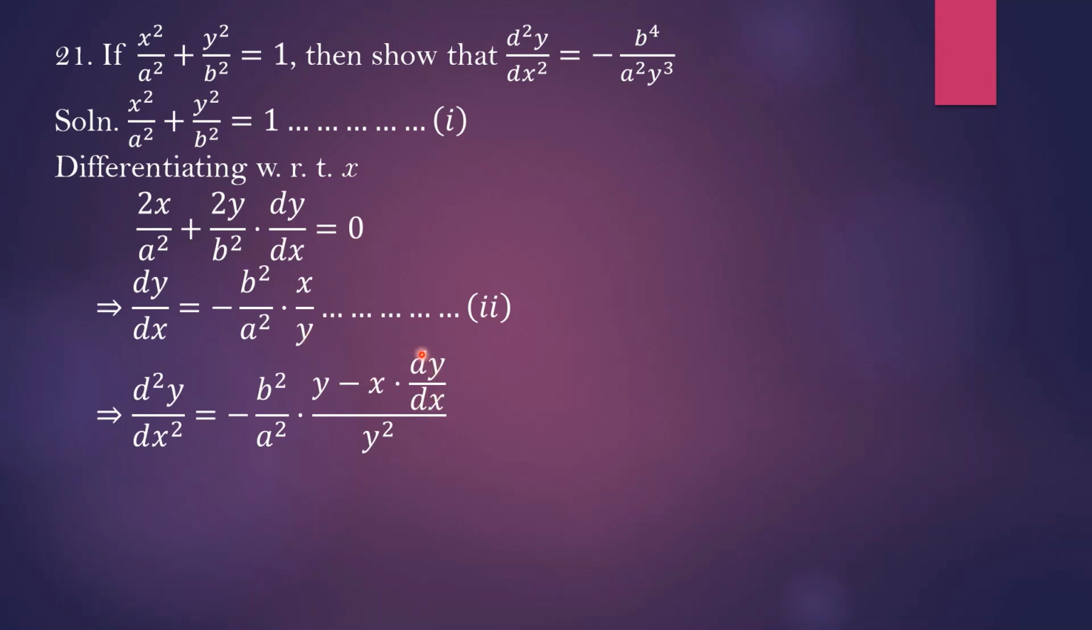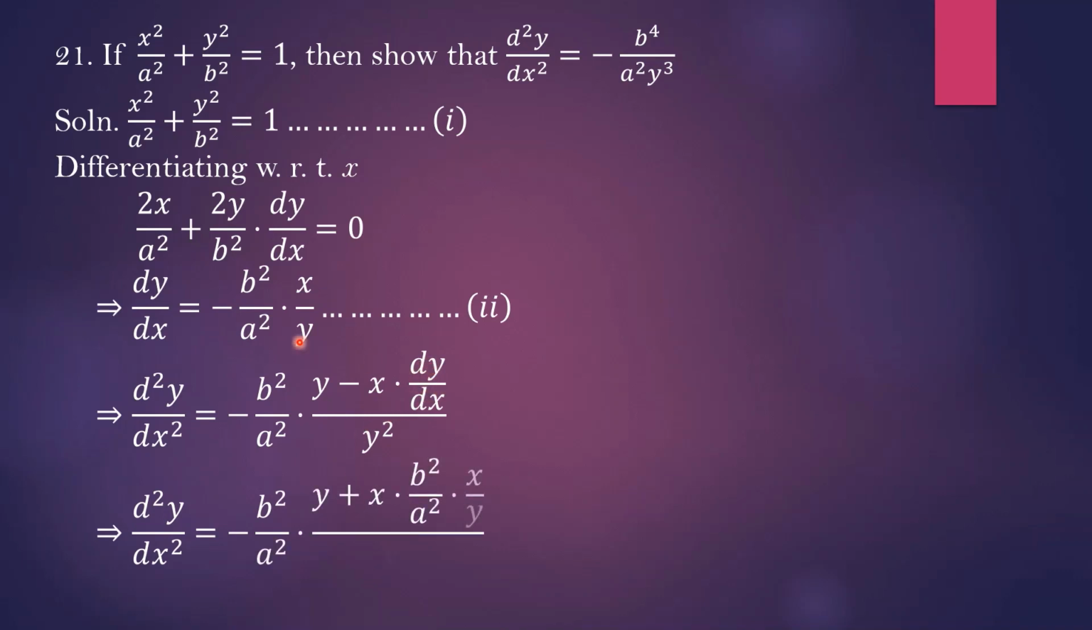And then for dy dx, the result in equation number 2, you replace it here, put it in. So d2y dx2 is equal to minus b square by a square remaining same, into y, and this dy dx is negative, so we make it positive, x into the term b square by a square into x by y is the value of dy dx, minus is adjusted with this minus, make it plus, and therefore you have this expression now.